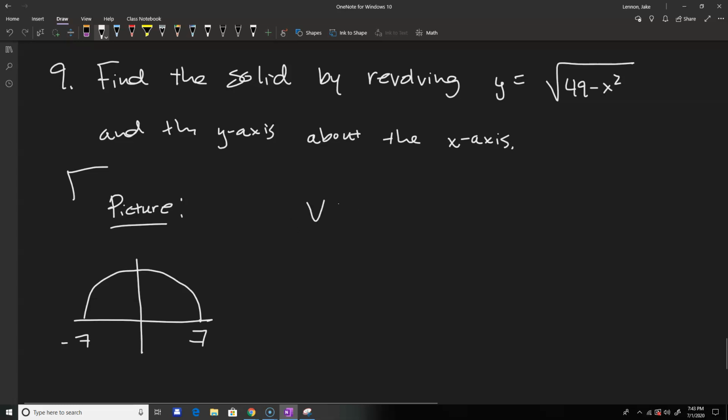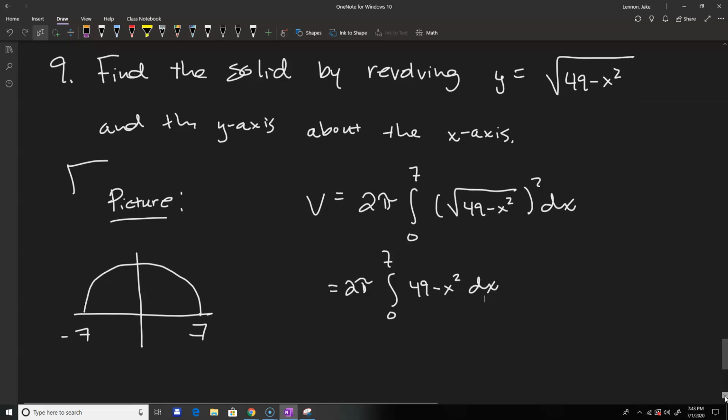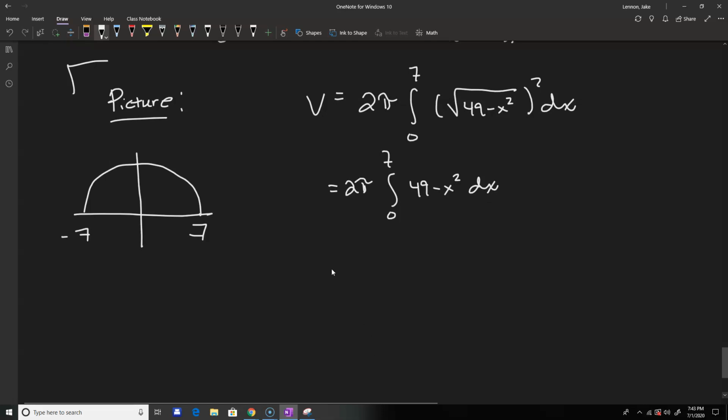So the volume here is going to be 2 pi times the integral from 0 to 7 of this square root of 49 minus x squared dx. So what do we get? Well, we're getting 2 pi times the integral from 0 to 7 of 49 minus x squared dx. So let's go ahead and continue. So that's going to be 2 pi times the antiderivative, which is going to be 49x minus x cubed over 3 from 0 to 7.